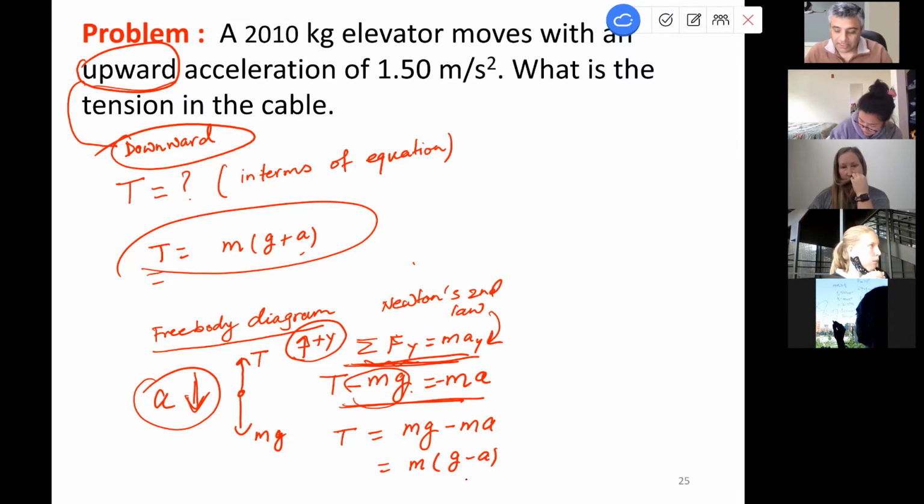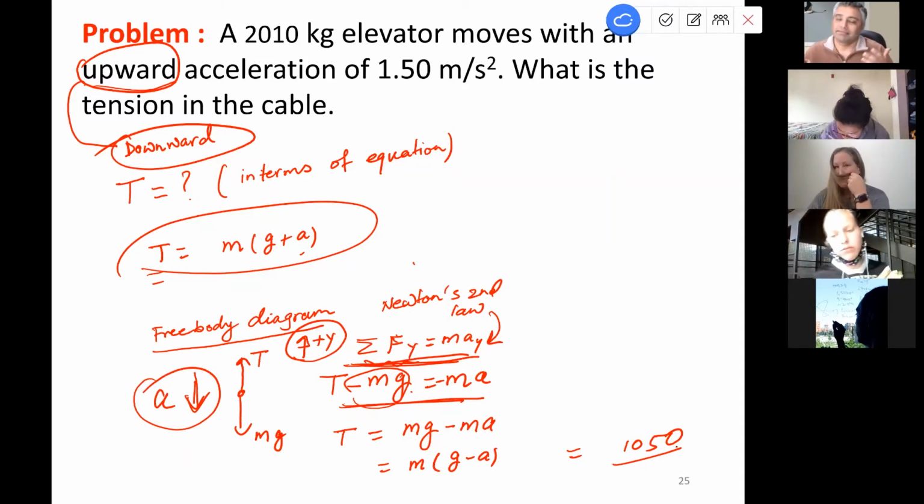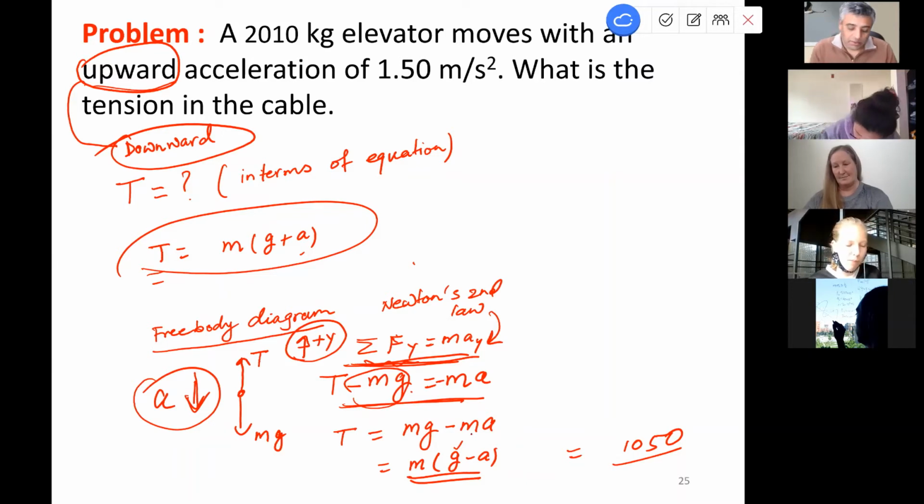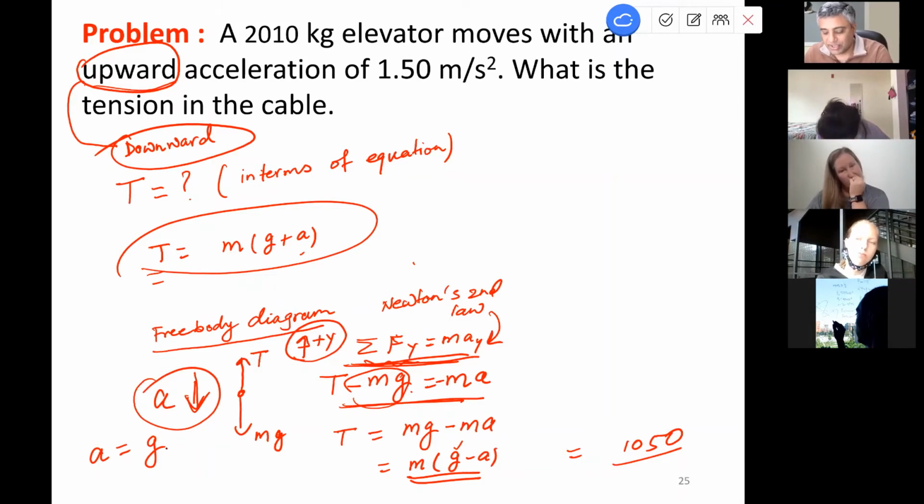So now why is writing it this way fun? There could be an answer, let's say 1050. We'll know the answer, a number, but it's not going to tell us more than that. Now, let's look at the advantage of writing this way. This g is acceleration due to gravity, and we also call it acceleration of free fall, right? What if our downward acceleration was the same as g? What would happen?